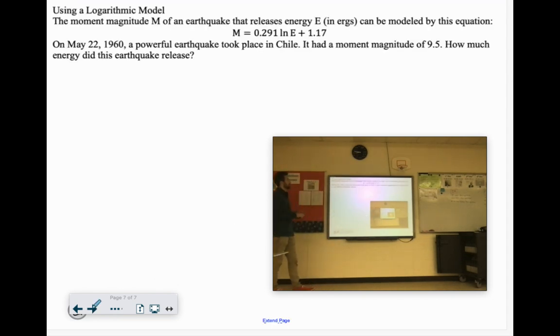Last one, let's talk earthquakes. The moment magnitude m of an earthquake that releases energy E in ergs can be modeled by this equation. On May 22nd, 1960, a powerful earthquake took place in Chile. It had a moment magnitude of 9.5. How much energy did this earthquake release?